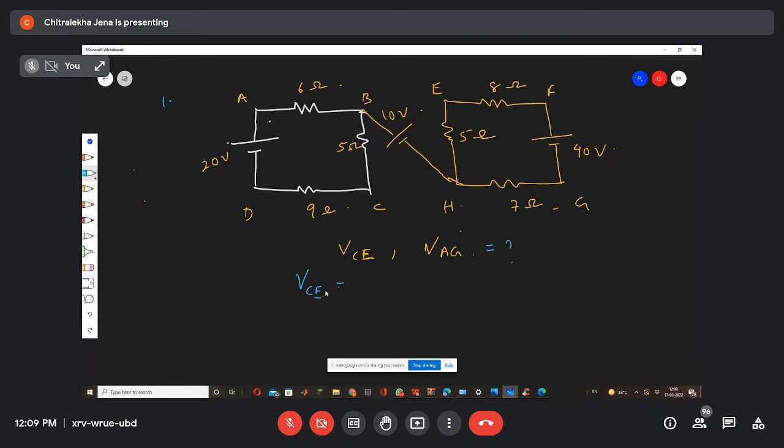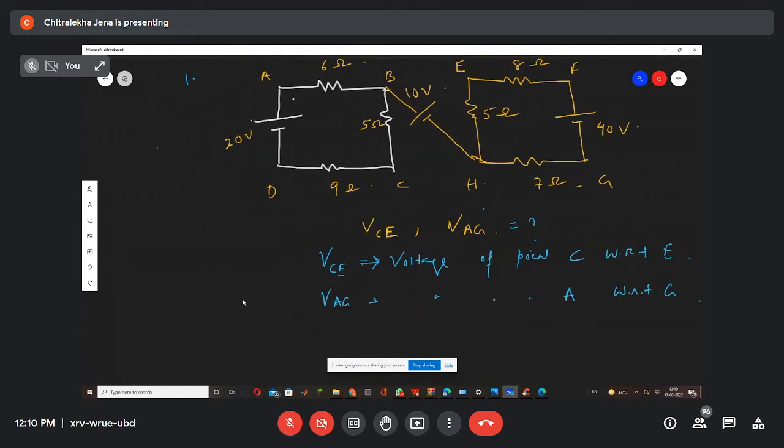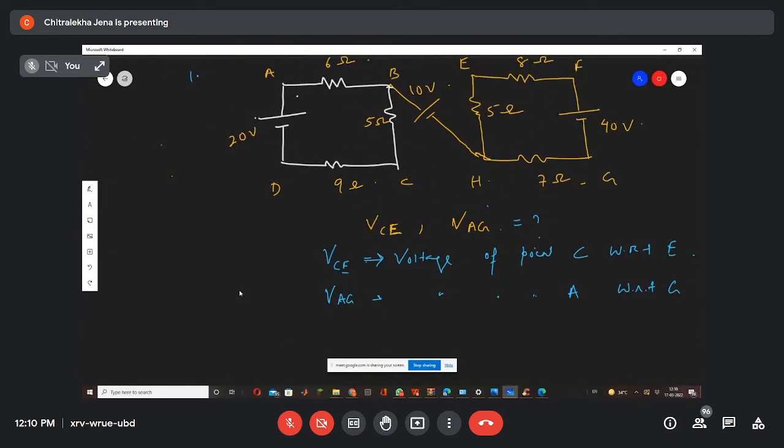Voltage VCE means voltage of point C with respect to E. Quickly do, because you have to do the experiment in the simulation also. Similarly, VAG means voltage of point A with respect to G. Do it quick. Very easy problem I have given you, but tricky. Theoretically find out, then we will do it in the virtual.